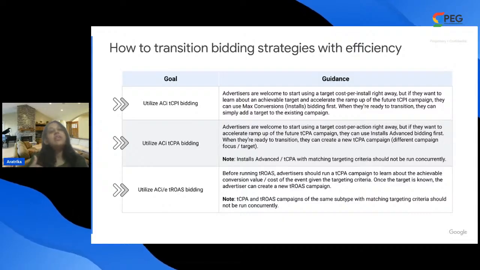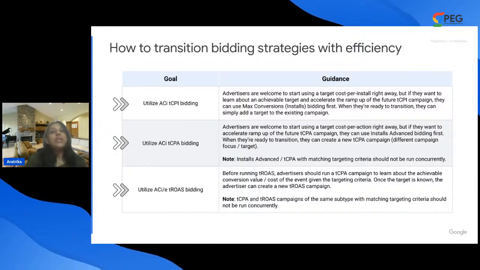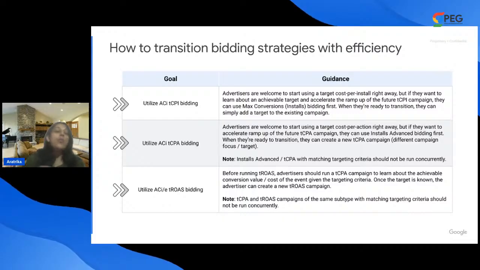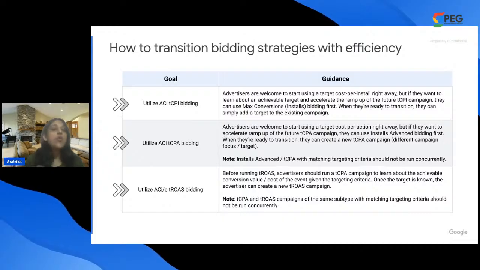Lastly, when we recommend using TROAS bidding strategy is when you have run the TCPA campaign and you have a good understanding of what is the right kind of cost per acquisition for you. When the campaign has run for a certain time and you have more and more data, you will have a better understanding of what should be the right kind of target ROAS for you.